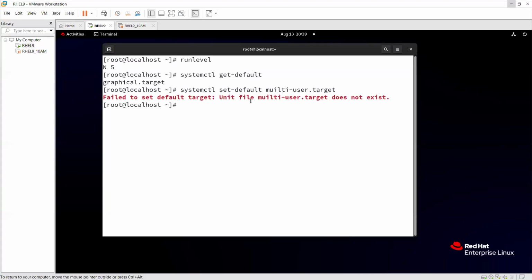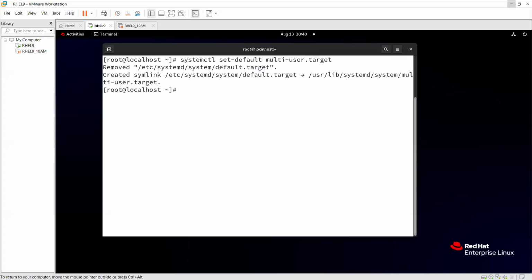Failed to set default target: unit file multi user target does not exist. Okay, spelling mistake. Multi-user target. Yes. Now what is your current target? Get-default: multi-user. Even if you run the runlevel command, what is our target? Now it is called 5, because we specified it with the systemctl command. That's why it has been updated. Now it is a multi-user target.